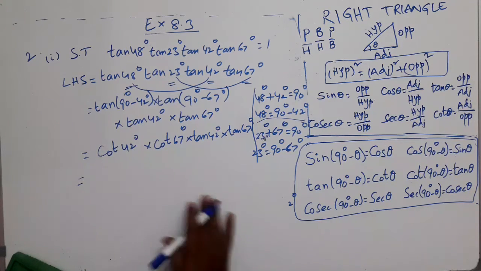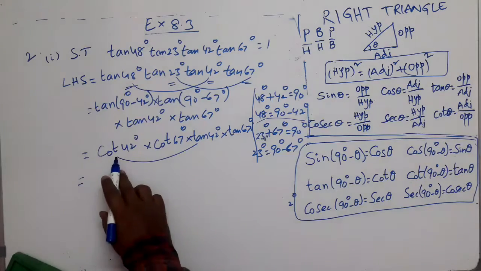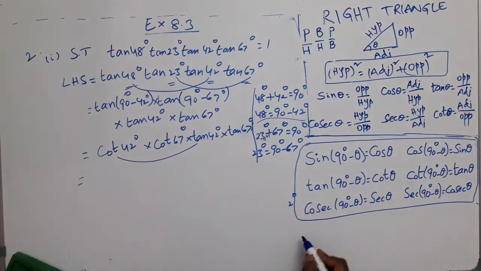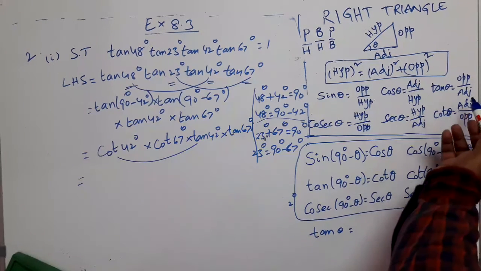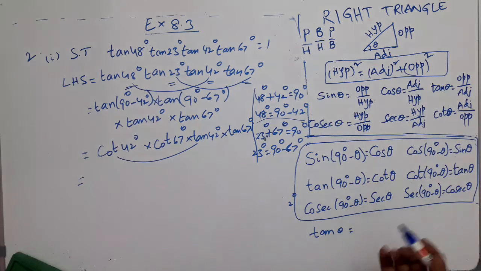Yes, somebody got the answer right. What you have observed is correct. This is cot theta, this is tan theta. Angles are same. See this. Tell me what is tan theta? Tan theta is opposite by adjacent. Cot theta is adjacent by opposite, right? They are reciprocal of each other.